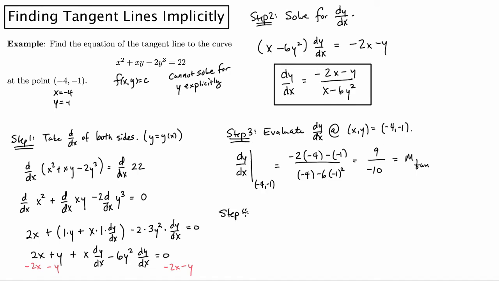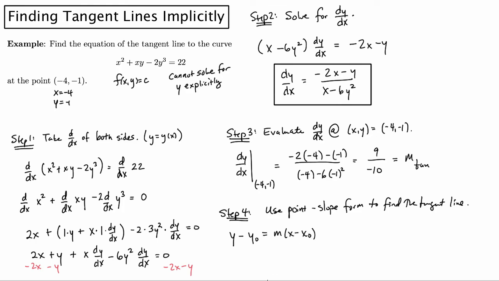Now, finally, since I'm trying to find a tangent line, the fourth step is to actually form the line. And we do that by using point-slope form. Recall that point-slope form is y minus y naught equals m times (x minus x naught). The y value that we know is -1, the slope that we know is -9/10, and the x value that we know is -4.